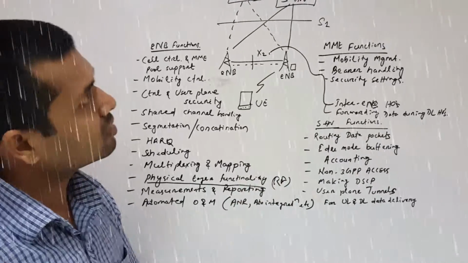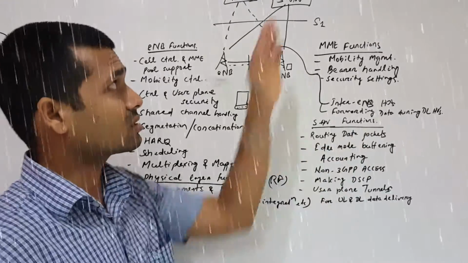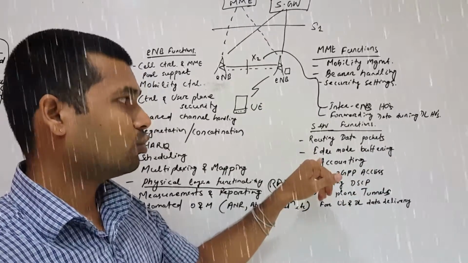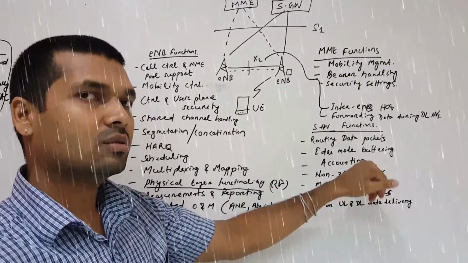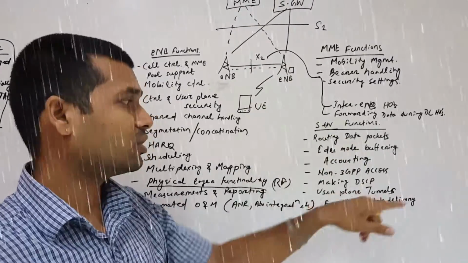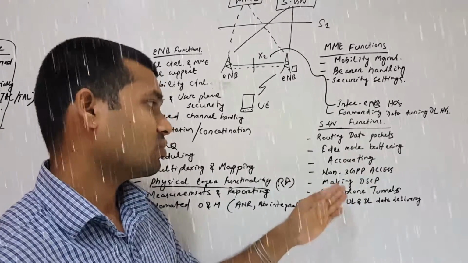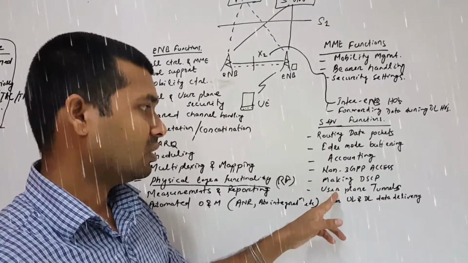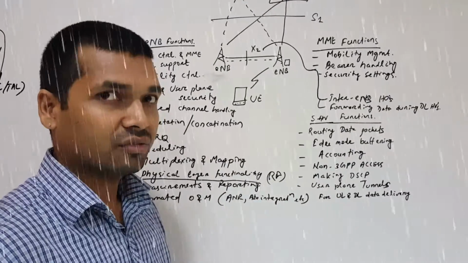Last is the serving gateway functions. In the user plane we have routing data packets, that is the function of the serving gateway, idle mode buffering, and counting, and non-3GPP access, meaning access to another network and transferring the data of the user to that particular network, which is not a 3G or LTE technology, so maybe 2G or other technologies. Marking DSCP, this term I'll explain later. User plane tunnels for uplink and downlink data delivery.